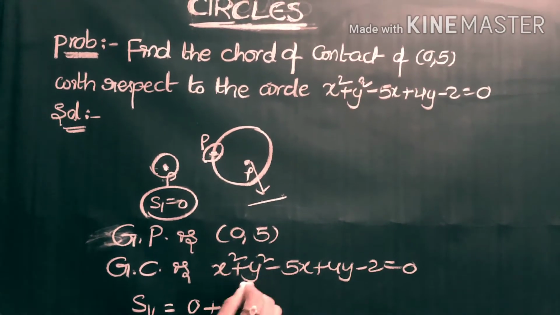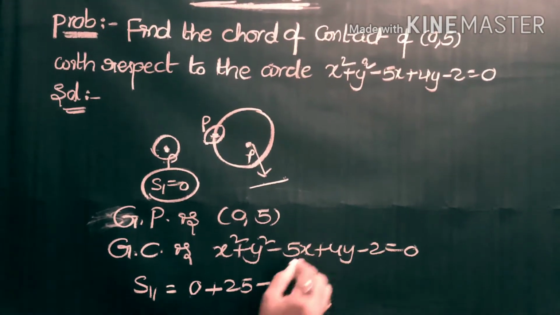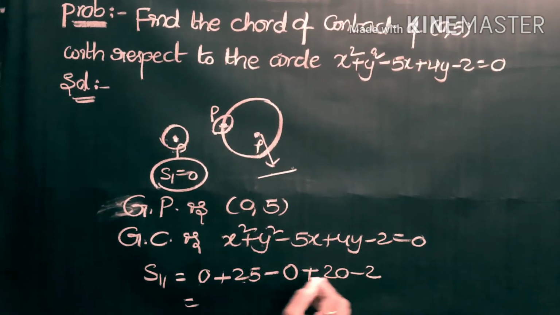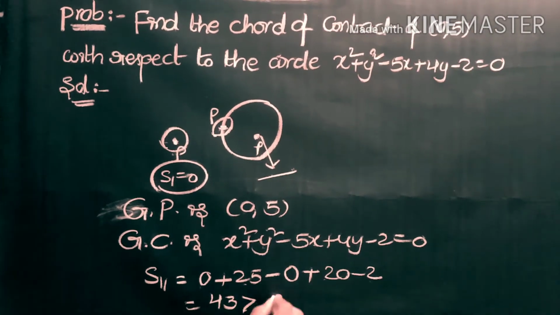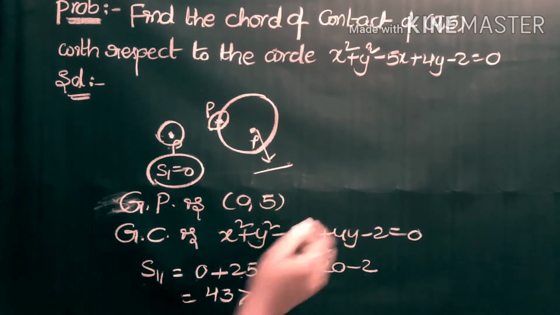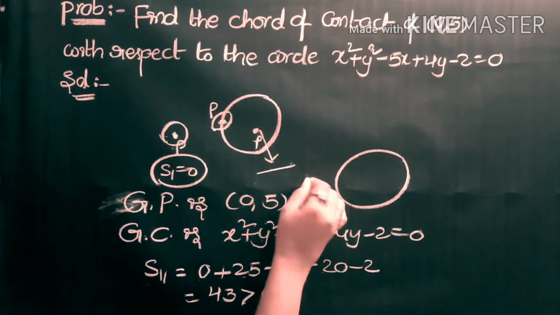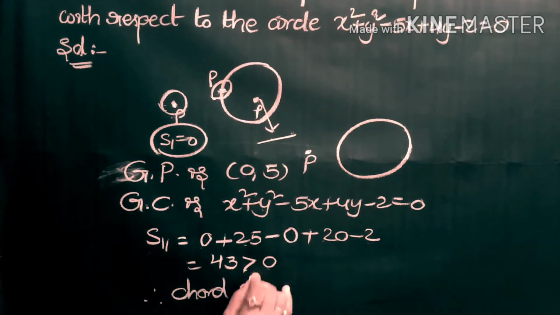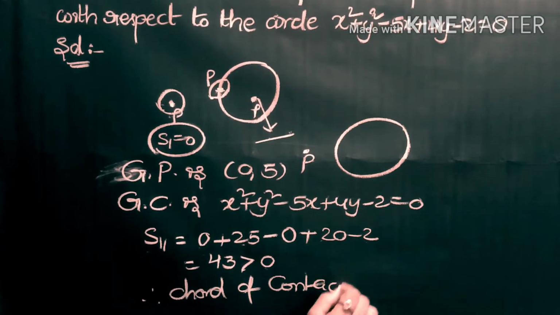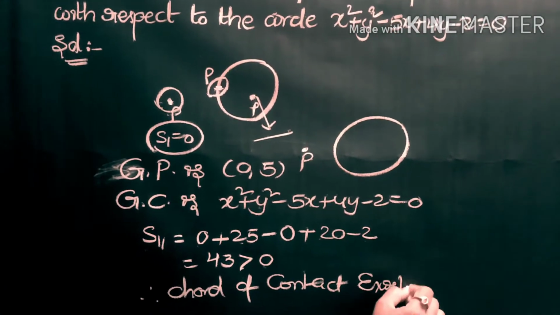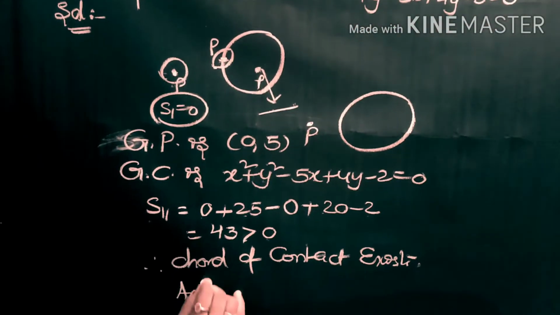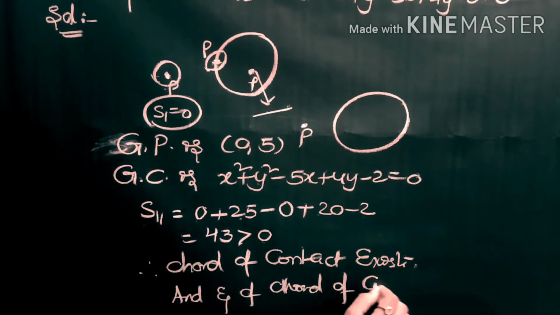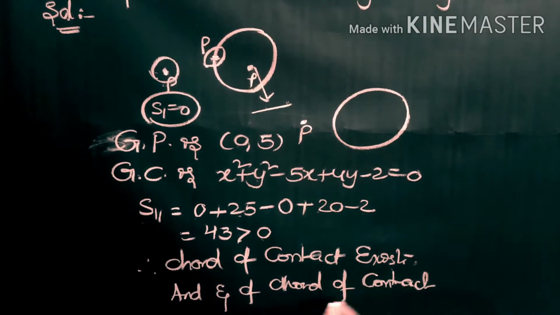So 0 square, 0, plus 5 square, 25, minus 5 into 0, 0, plus 4 into 5, 20, minus 2. Now this is 45 minus 2, 43, greater than 0. So S11 greater than 0 means the given point P lies outside of the circle. Therefore the chord of contact exists, and the equation of the chord of contact is S1 equals 0.